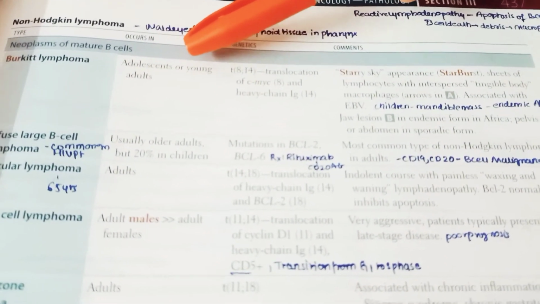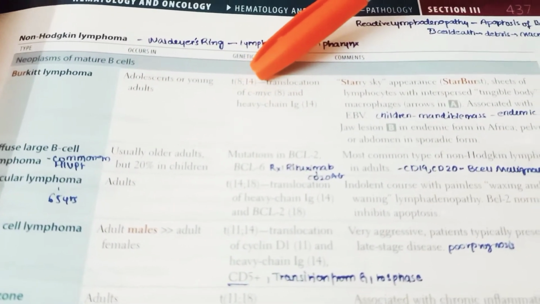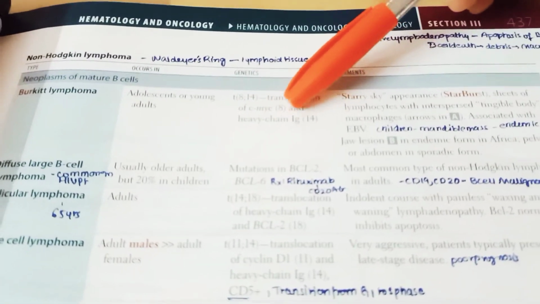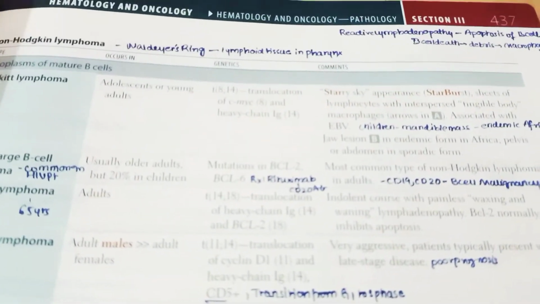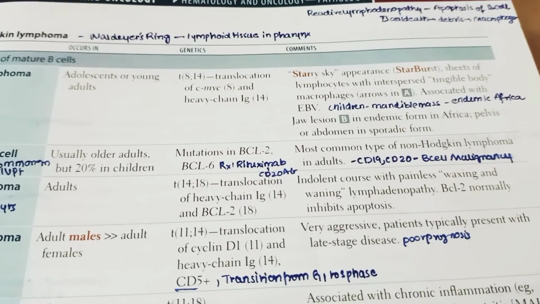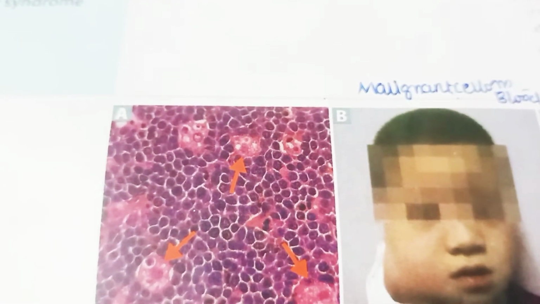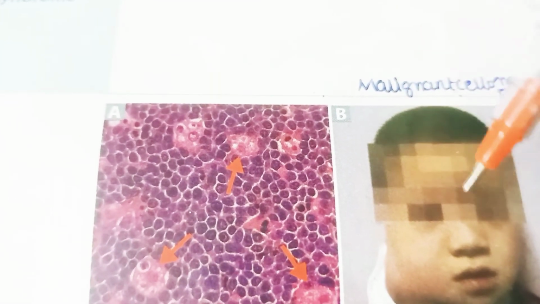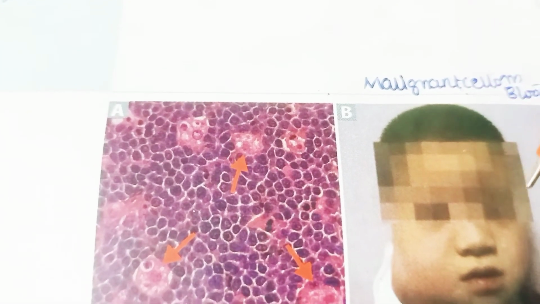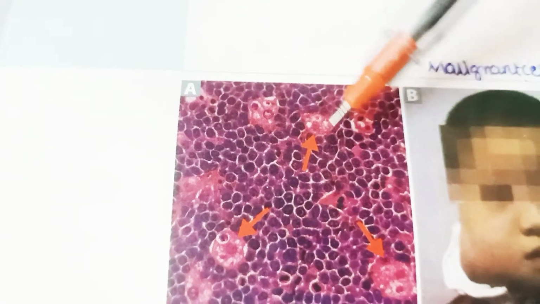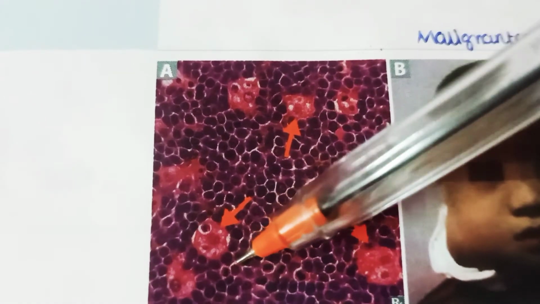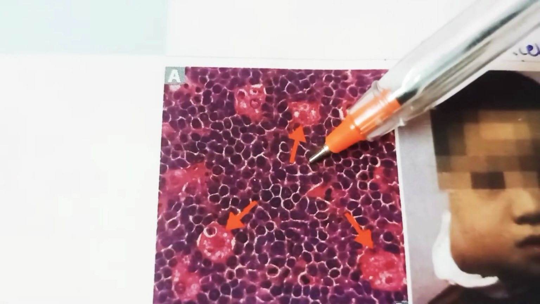It is mainly seen in adolescents or young adults. Here the translocation is 8;14, that is the c-Myc gene with the heavy chain IgG. So the main thing is the starry sky appearance. You can see here this is called the starry sky appearance: sheets of lymphocytes with tingible body macrophages. These are tingible body macrophages, and it is associated with Epstein-Barr virus.